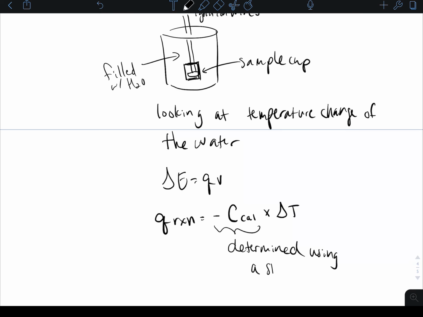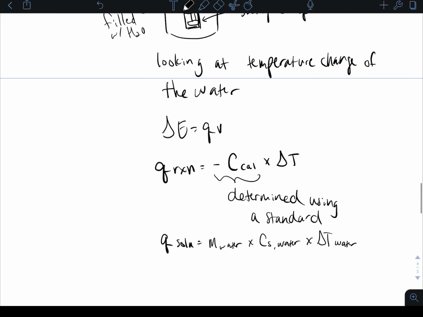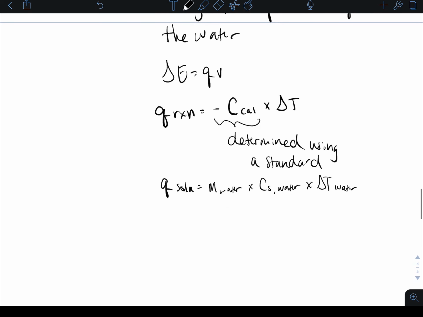using a standard. So something they already know the temperature change of. So you're going to be using this in conjunction with Q of your solution is equal to mass of your water times by the specific heat of water times by your delta T of your water. So each of these will be used together.